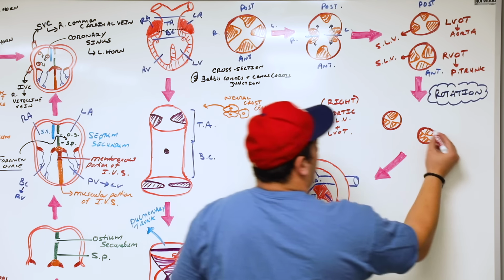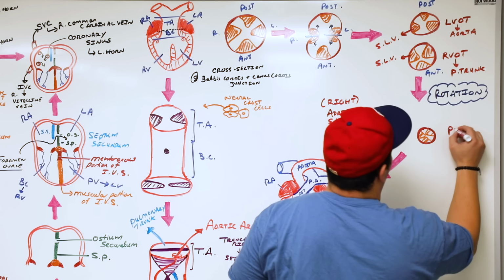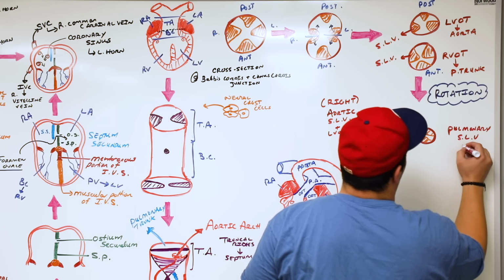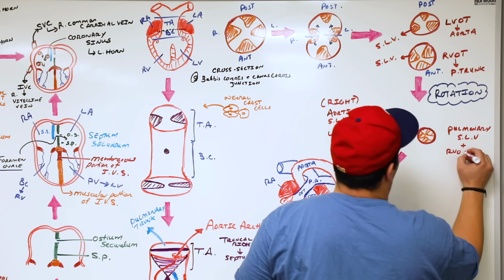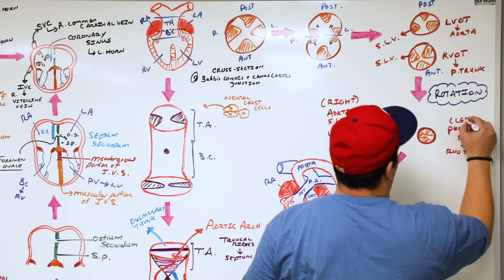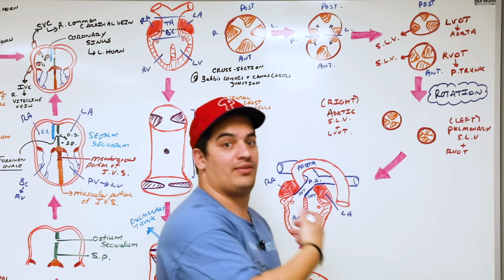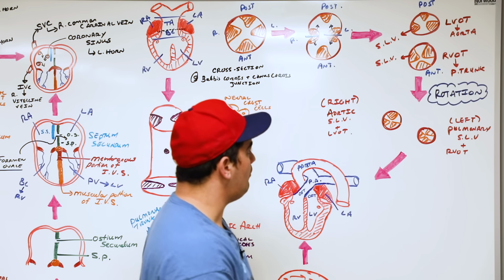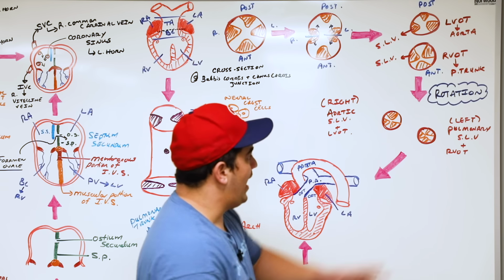Whereas over here, you're going to get your pulmonary semilunar valve and the right ventricular outflow tract, and that's going to be on your left. I'm listening for, in an adult, the left second intercostal space. So this is how I actually form these valves.